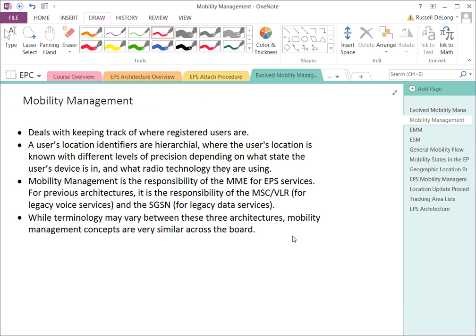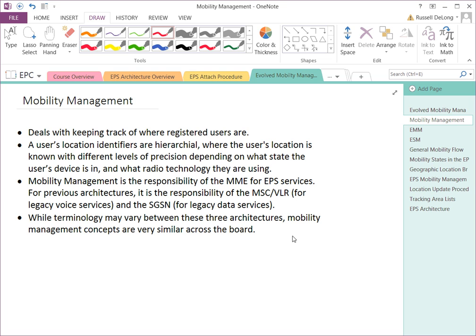So mobility management itself deals with keeping track of where registered users are, the simplest way I can put it. A user's location identifiers are hierarchical, as we'll see, where the user's location is known with different levels of precision depending on what state the user's device is in and what radio technology they are using.